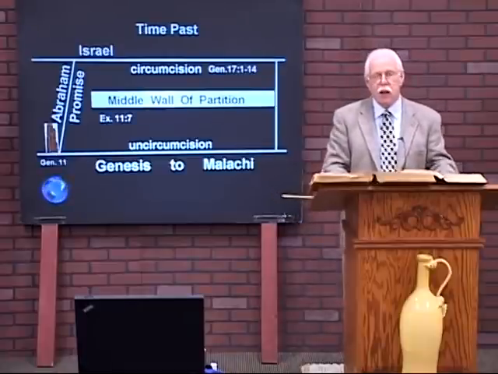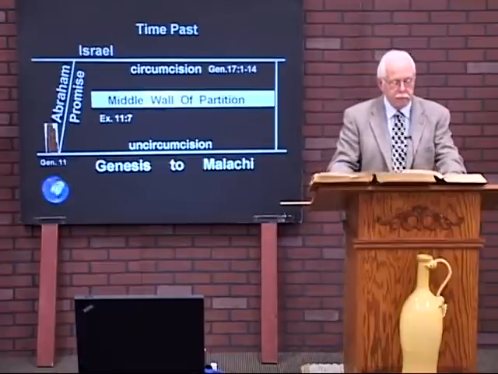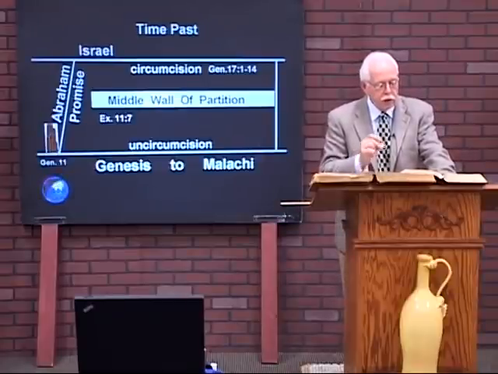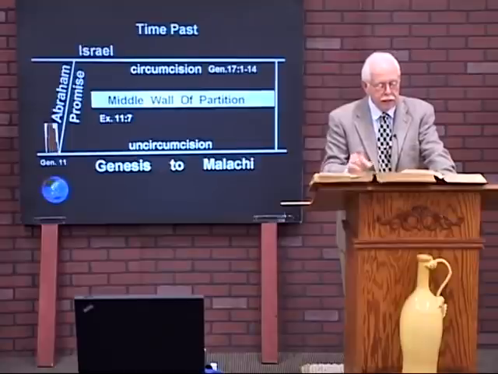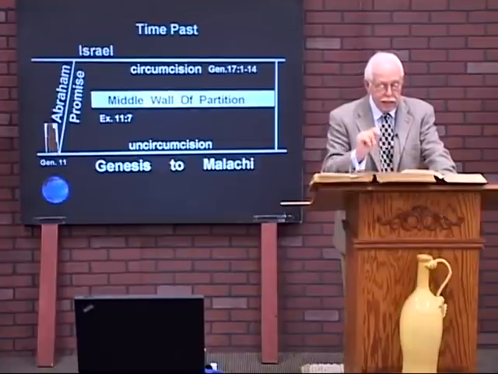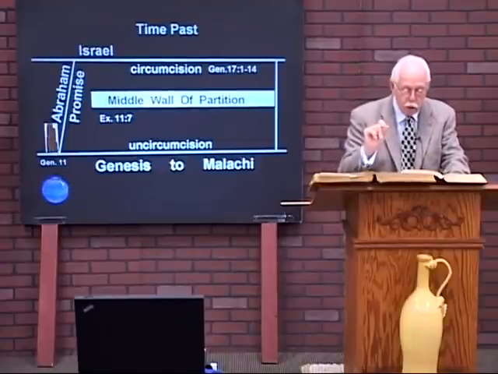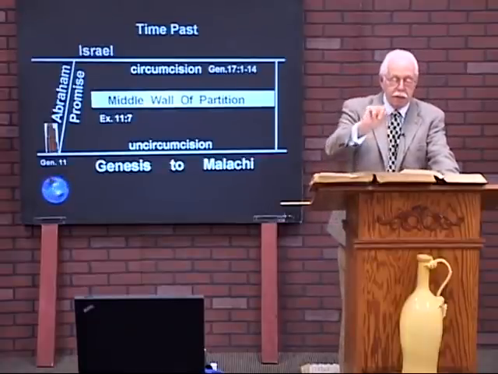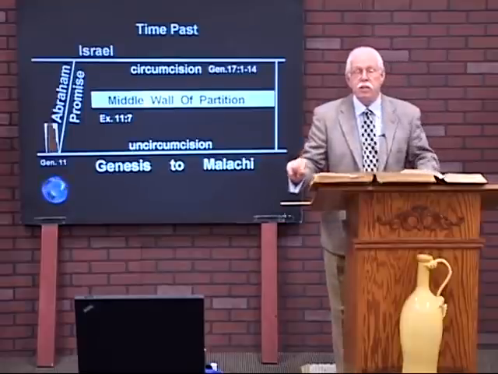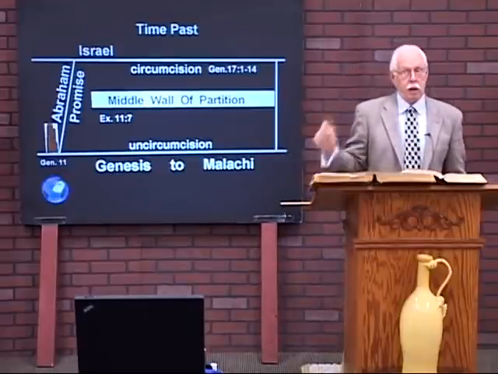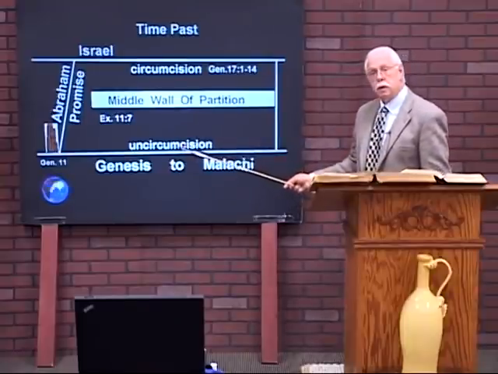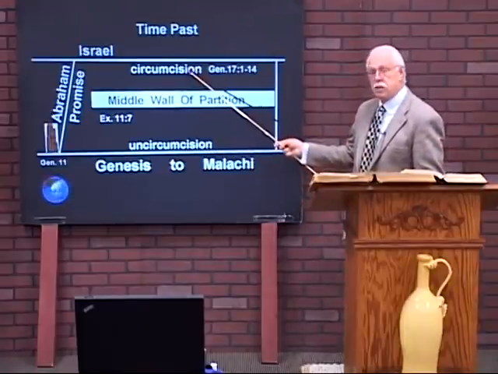For example, Exodus chapter 11, verse 7. But against any of the children of Israel shall not a dog move his tongue against man or beast, that ye may know that the Lord doth put a difference between the Egyptians and Israel. God put a difference. Now, Egypt is a type of the world. This is Egypt. This is Israel.